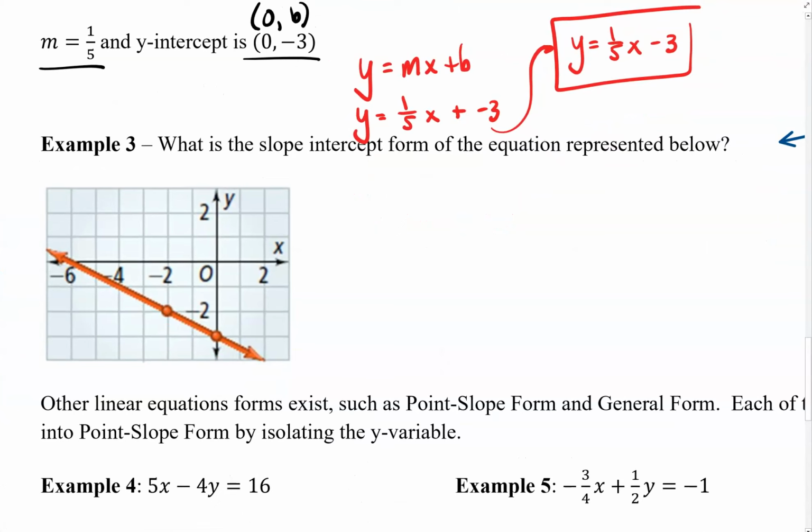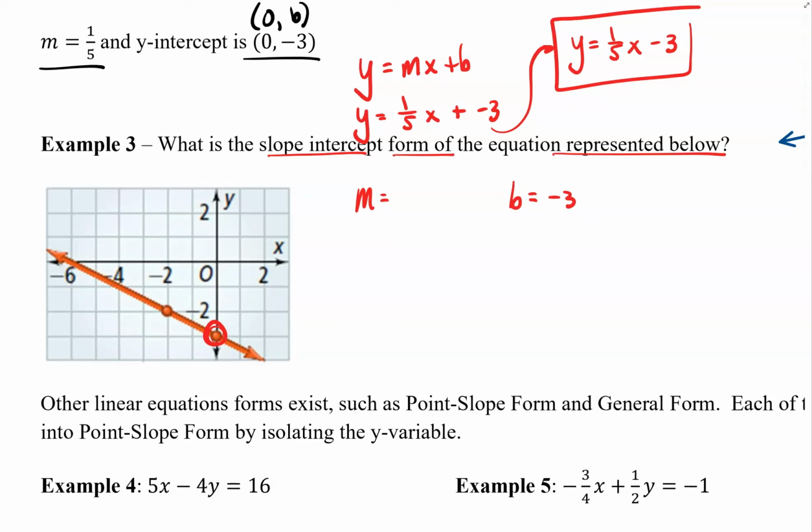What about example 3? Can you determine the slope-intercept form of the equation that's represented below? Well, again, we need an m value and we need a b value, and according to this diagram, we should be able to find both. I'm going to start with the b value. Here we have a b value of -3.